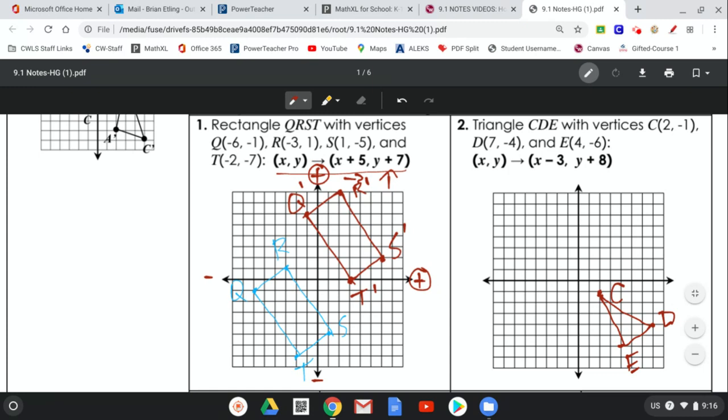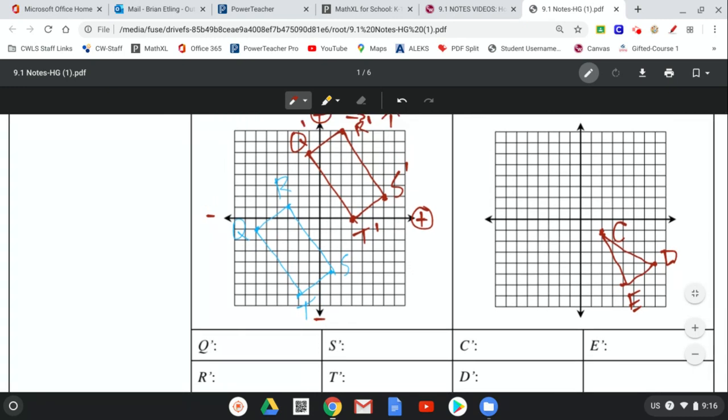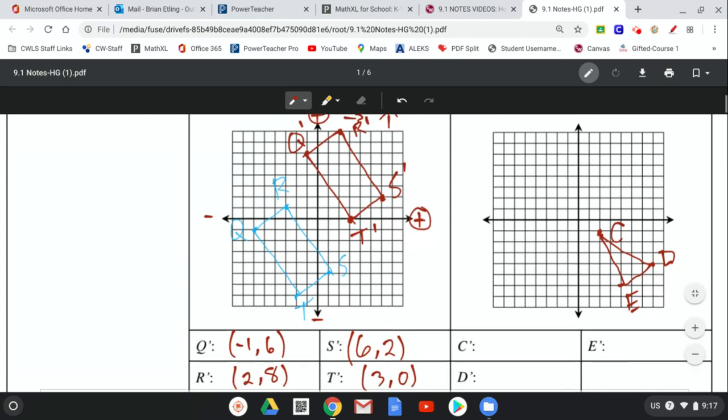So for this, the next part is we have to find the coordinates of Q prime, R prime, S prime, and T prime. So if you look, Q prime is going to be at -1, 6. R prime is going to be at 2, 8. S prime is going to be at 6, 2. And T prime is going to be at 3, 0. All right, so that's the other part that we're looking for. So we got to move the figure. It helps to put it on graph paper, put it on Desmos, then find the coordinates.